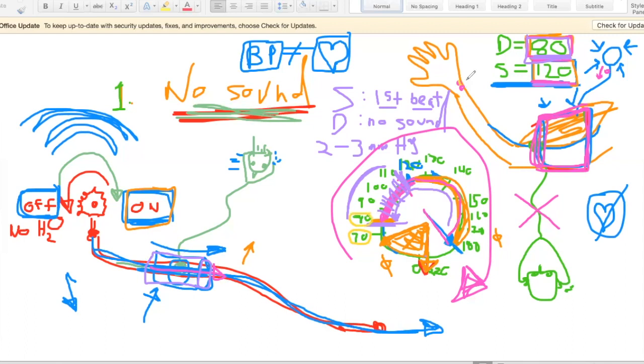See if you can feel the pulse. If you can feel the pulse still, pump it up to 90. If you can still feel the pulse, pump it up to 100. If you can still feel the pulse, pump it up to 110. If you can still feel the pulse, pump it up to 120. But for the most part, normal individuals have a systolic blood pressure about 120.